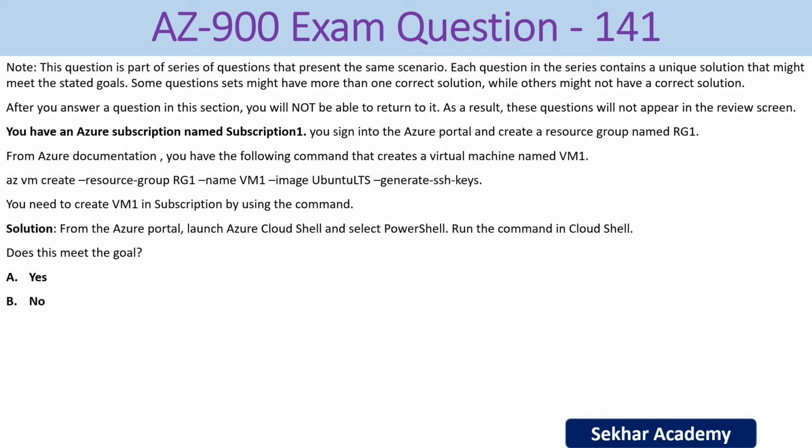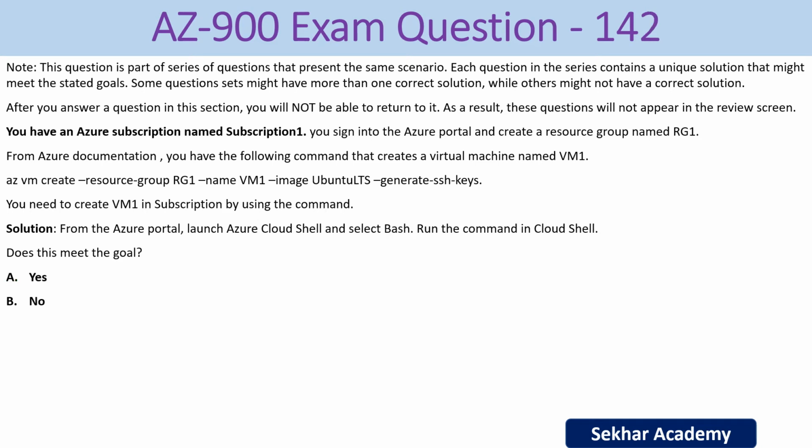So the solution is here: from the Azure portal, launch Azure Cloud Shell and select PowerShell, then run the command in the Cloud Shell. Does this meet the goal? Options we have are yes and no. The right answer is yes. In the cloud, we have CLI and PowerShell. Under these command shells, Cloud Shells, we can run this az command so that we can create the VMs in the subscription. So the right answer is yes.